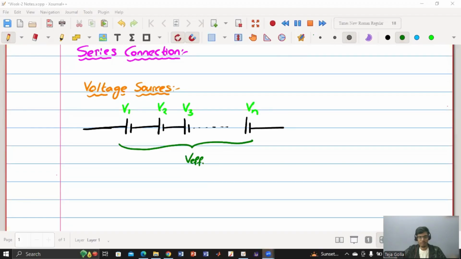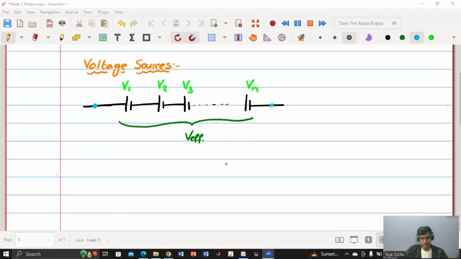What if I have connected multiple voltage sources in series? What will be the effective voltage? I'll give you a hint. You need to apply KVL from this point to this point. Sir, V1 plus V2 plus V3. V3 is wrong, it is V1 plus V2 plus V3 and up to Vn. Trishul, yeah, you are right. If there are three, then it will be V1 plus V2 plus V3. But there are n, so it will be V1 plus V2 plus V3 up to Vn.